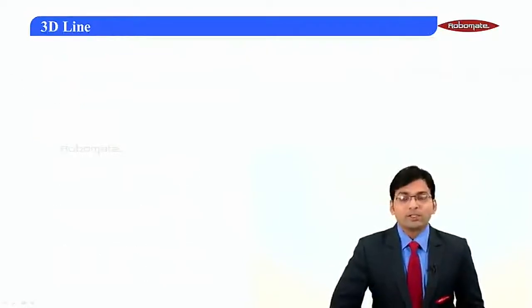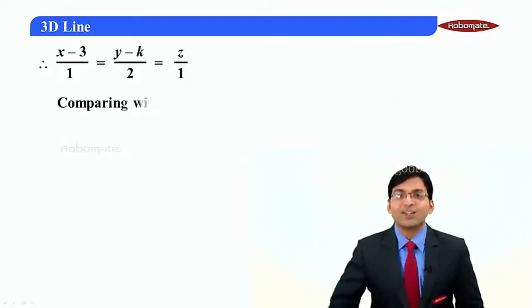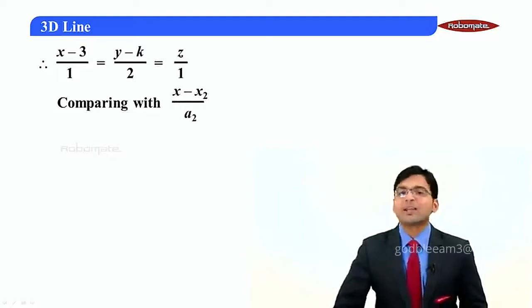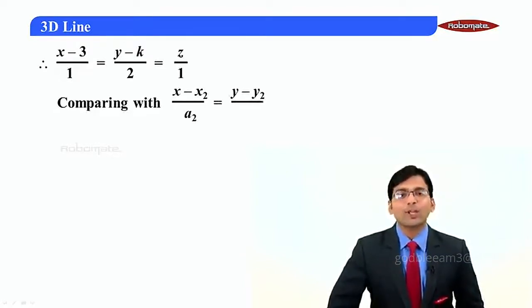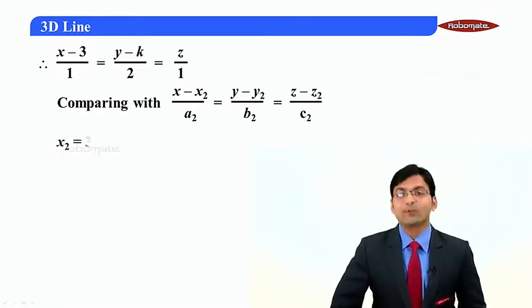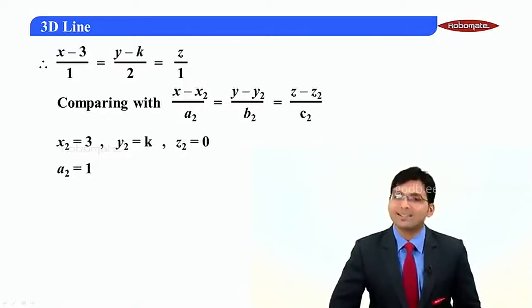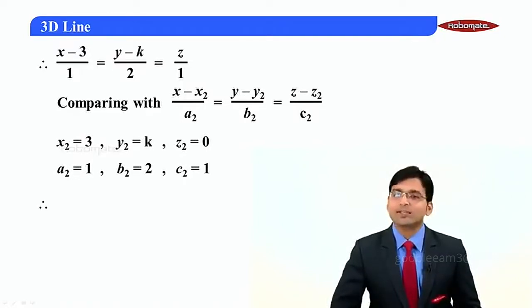Alright students, similarly, when we compare the second line with the standard form (x minus x2) upon a2 equal to (y minus y2) upon b2 equal to (z minus z2) upon c2, we get x2 as 3, y2 as k and z2 as 0. Similarly, a2 is 1, b2 is 2 and c2 is 1.